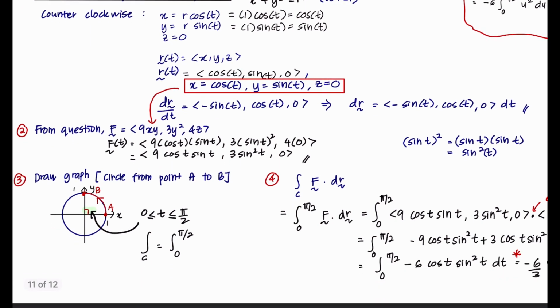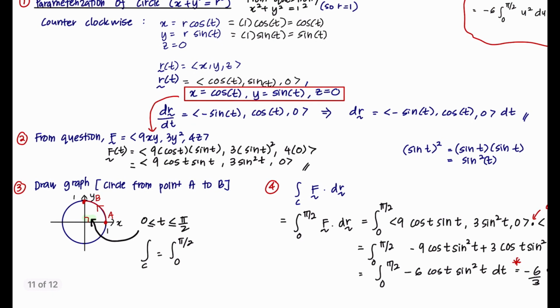Step number 3, we want to find the limits, the limit from t0 to t1. For this question, you must draw the graph because the particle moves from point A to point B only, not a full circle. So the limit of t is from 0, moving to 90 degrees, so 0 to pi over 2.